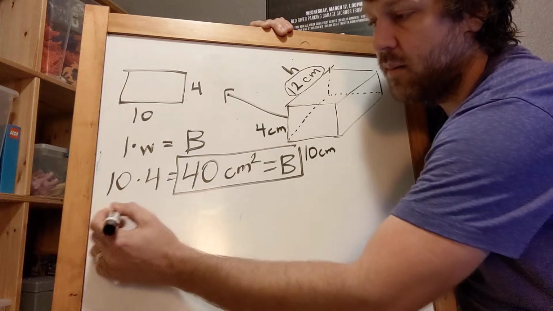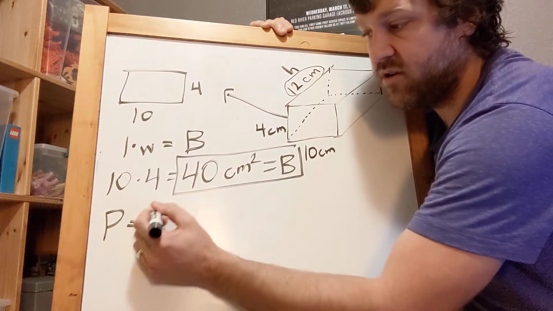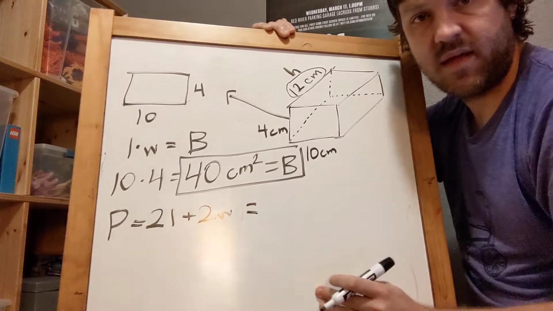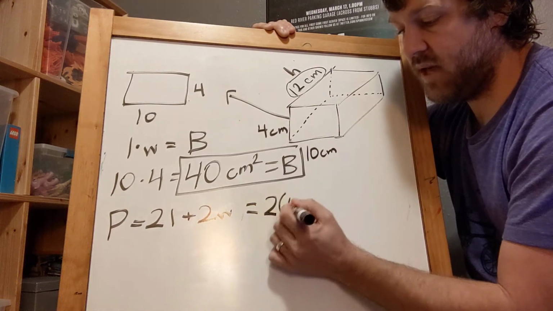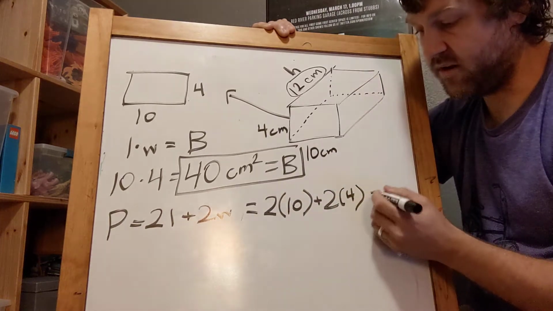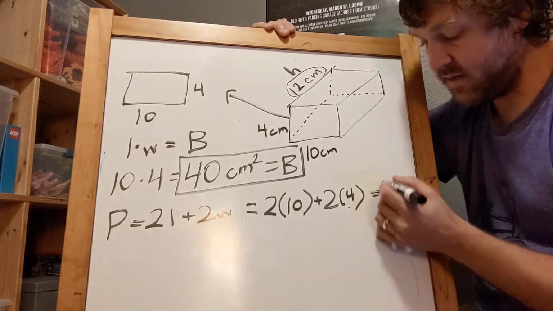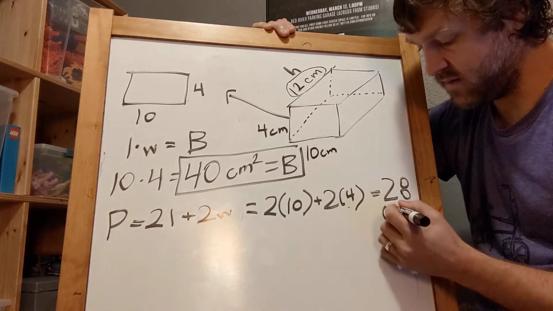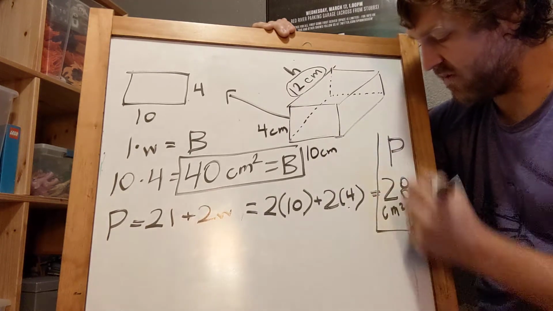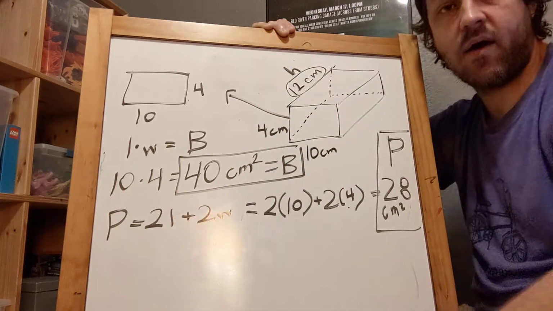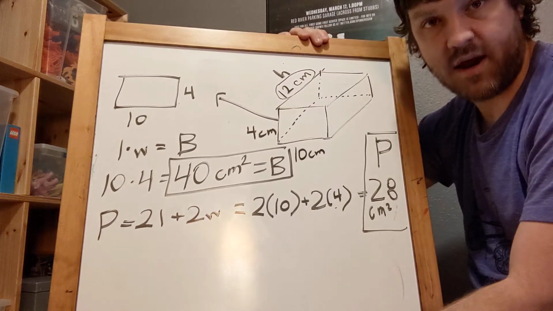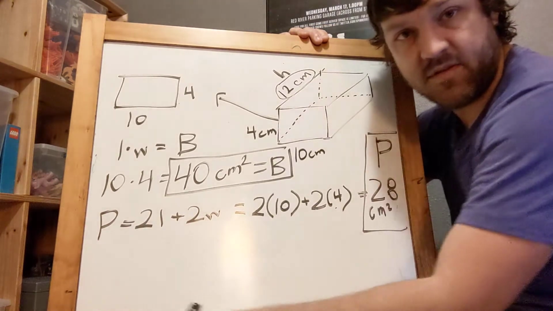Next, we need to find the perimeter. And we know the perimeter of a rectangle is 2L plus 2W. So in our case, that's going to be 2 times 10 plus 2 times 4. And that's going to be 20 and 8, so 28 centimeters squared, obviously. I'll put a P above that, and we'll box that so we remember it. So actually now I have everything I need to jump right in and find the values of area and surface area really quickly.